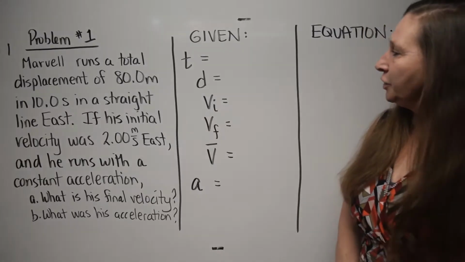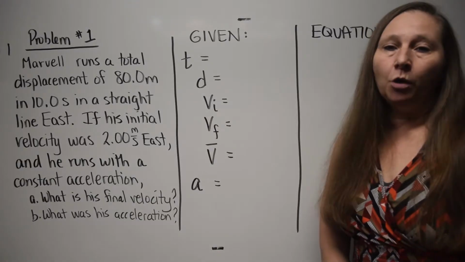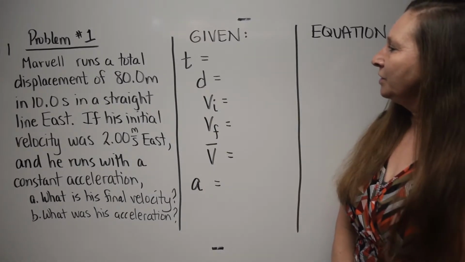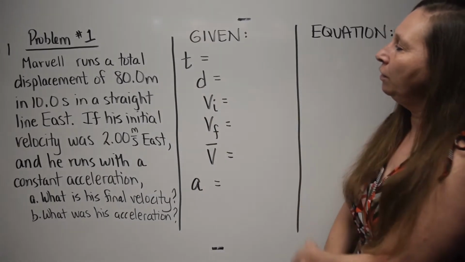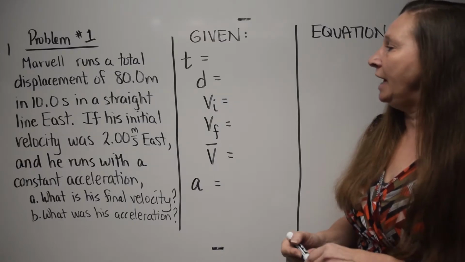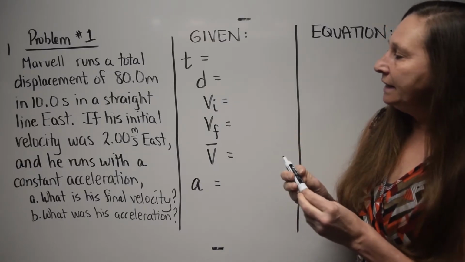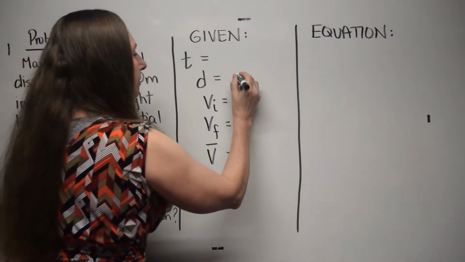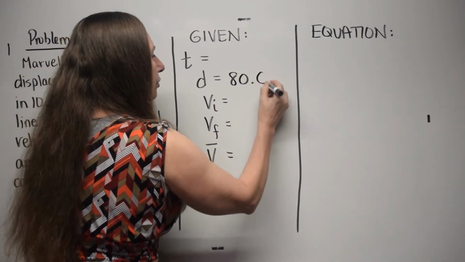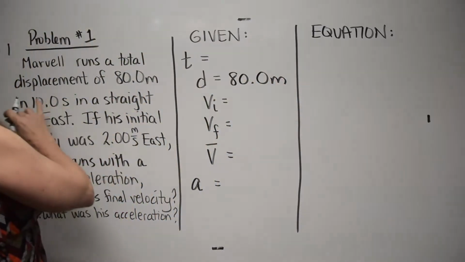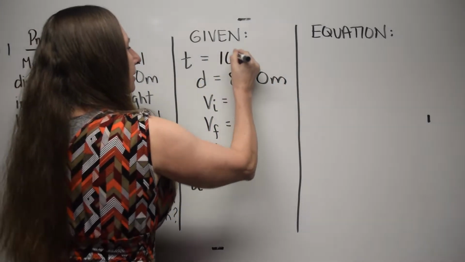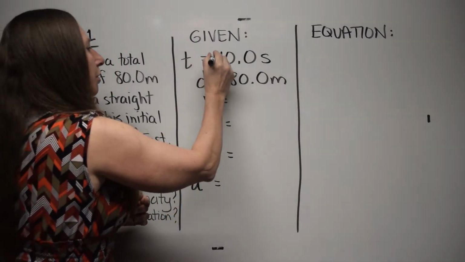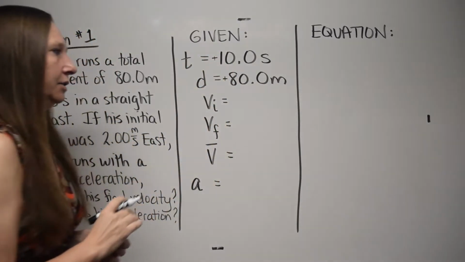So let's start this problem. And the first thing you always do is you make a list of the givens. So here we go. Marvell runs a total displacement of 80 meters in 10 seconds in a straight line east. All right, so the displacement is 8.0 meters and 10 seconds east. So it's positive. We don't really have to worry about the sign too much if it's positive.